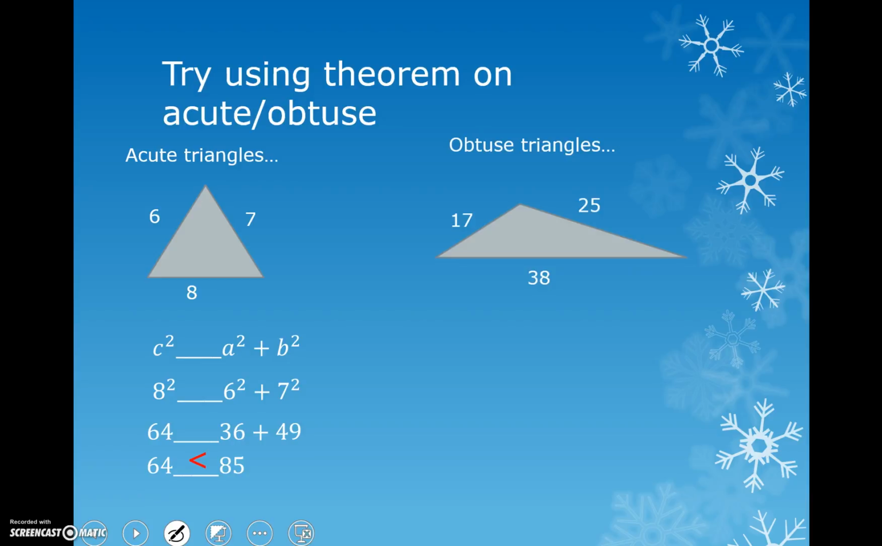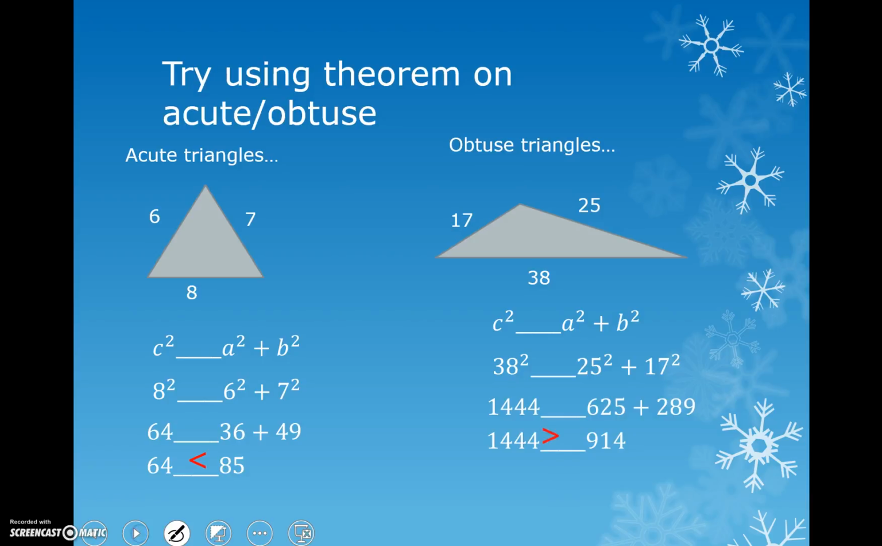So let's do the same thing now with an obtuse triangle. And so think about it. What do you think is going to happen before I click through these slides? And let's see if you're accurate, okay? So once again, we go off of the biggest side, which is 38. So c squared, how does it relate to a squared plus b squared? C is always the biggest. So I get 38 squared, then 25 squared plus 17 squared. Square them and add them. And I see here now that c squared is bigger.